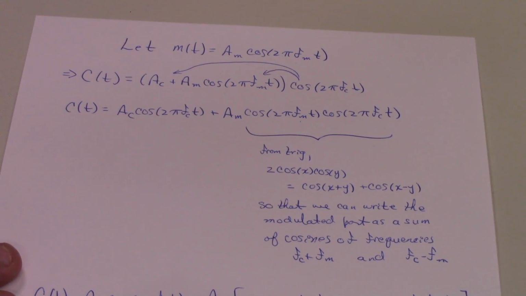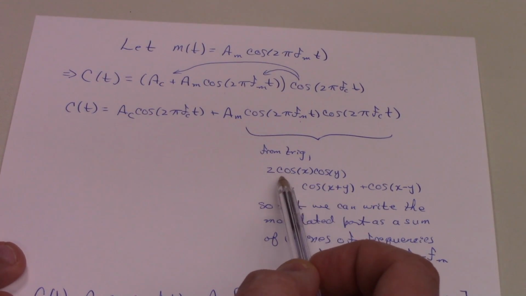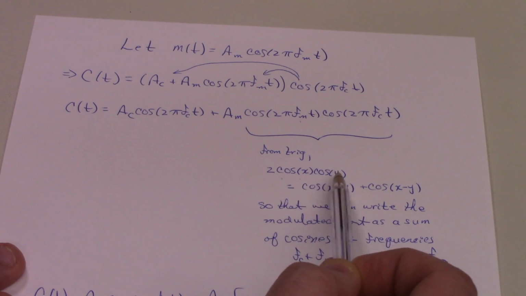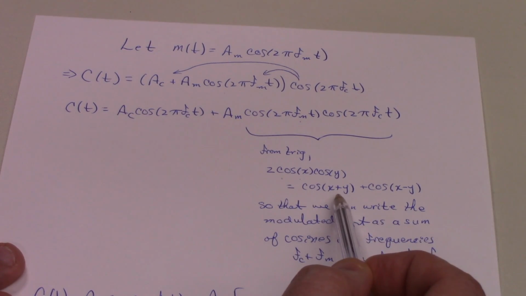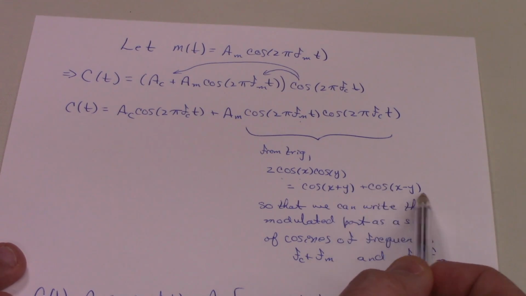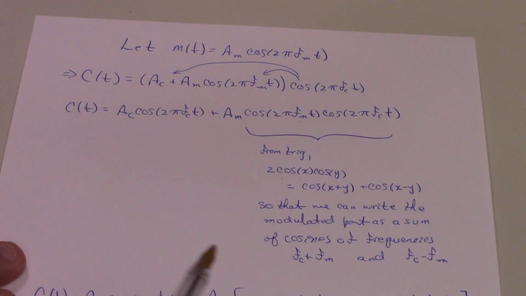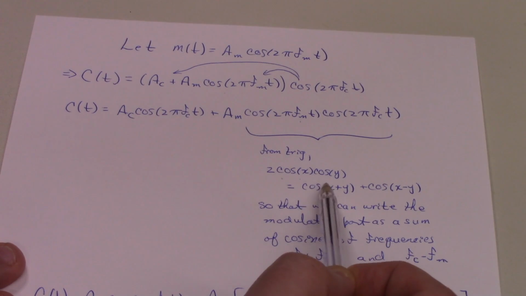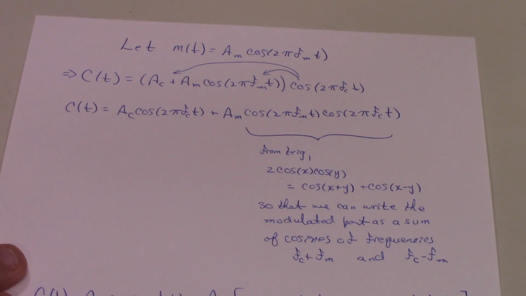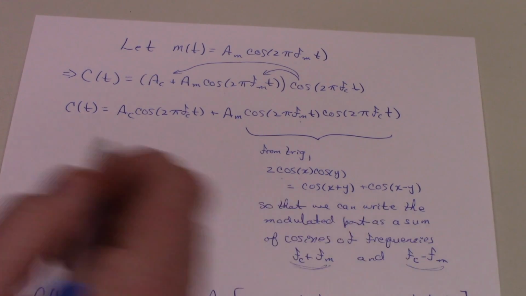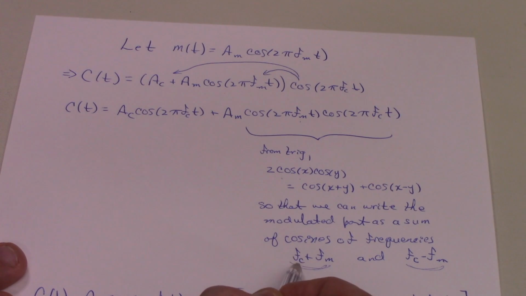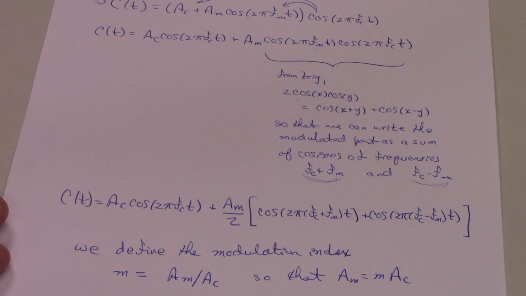But in trigonometry, there's an identity, which is 2 cosine of x cosine of y is equivalent to cosine of x plus y plus cosine of x minus y. And so you see that when you apply this identity to this term right here, we will end up with cosines of the sum frequency and of the difference frequency between the carrier frequency and the modulation frequency.